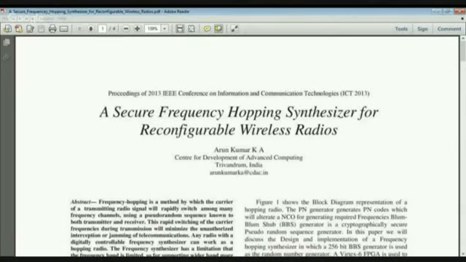We picked as a topic for our term project random number generator used for frequency hopping. The article that we found to base this off of is entitled "A Secure Frequency Hopping Synthesizer for Reconfigurable Wireless Radios." It is by Aaron Kumar.